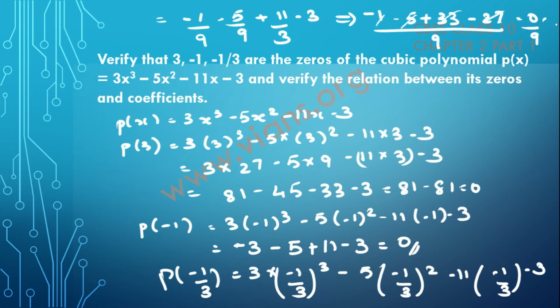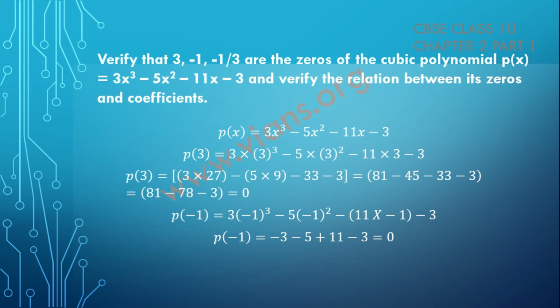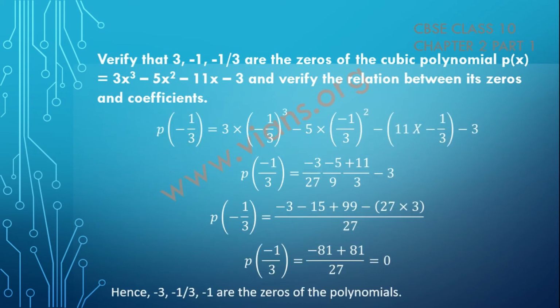That's just 0. Hence, I have verified that, and that is exactly what I've shown over here. I substituted 3, substituted minus 1, and then substituted minus 1 by 3 to get exactly 0, and therefore proved that these are the zeros of the polynomial.